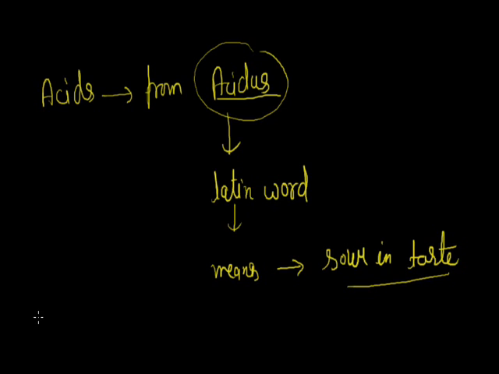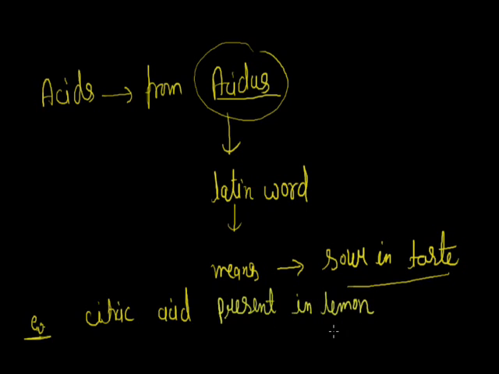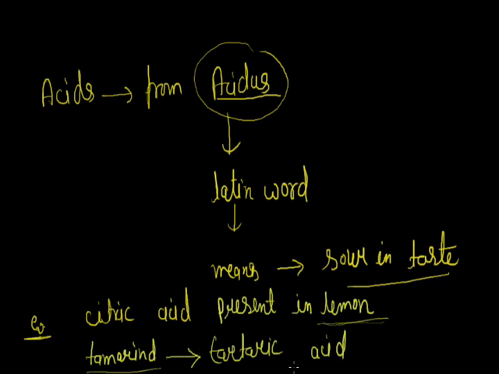If we take simple examples of these compounds, for example, citric acid is present in lemon. Do you know that lemon is sour in taste? The sour taste of lemon is due to the presence of citric acid. Similarly, take the example of tamarind. Tamarind contains tartaric acid. So we can say that the sourness of tamarind is due to the presence of tartaric acid.